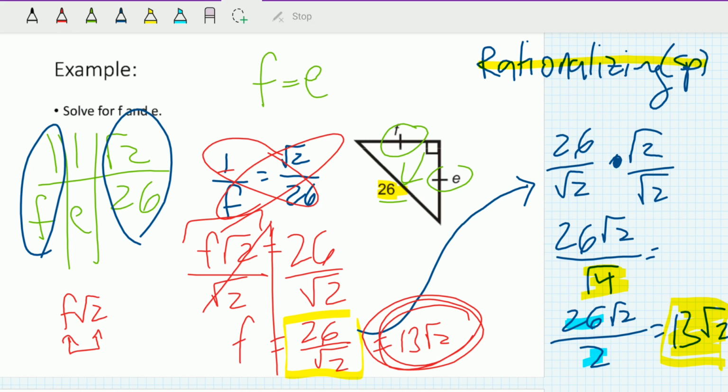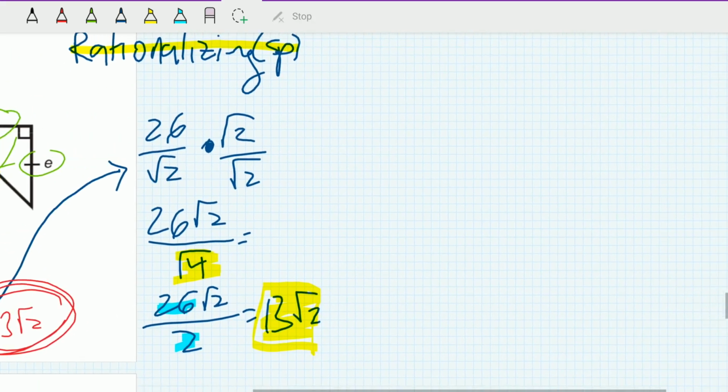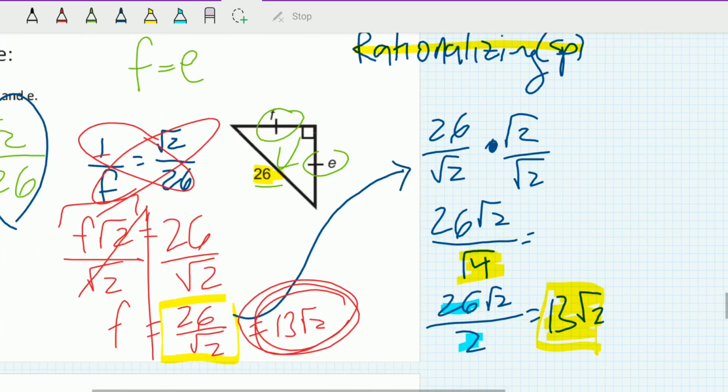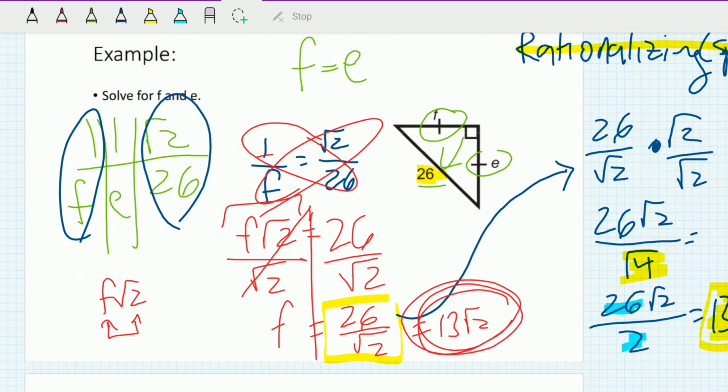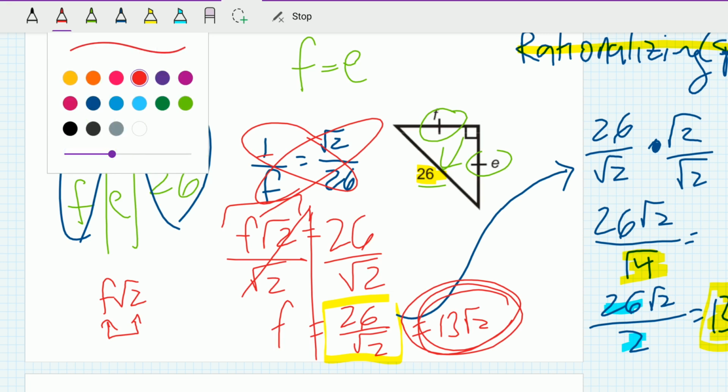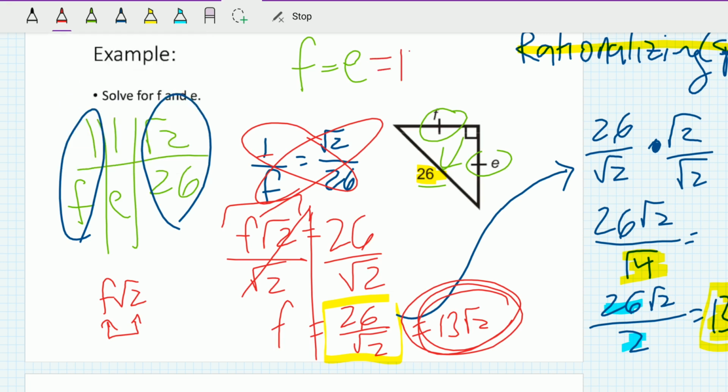Now, for those of you that are thinking, all right, cool, oh wait, I'm sorry, I forgot to say one last thing. F is equal to square root and then also E, okay? Don't forget that because it was technically asking for 2 answers right there.